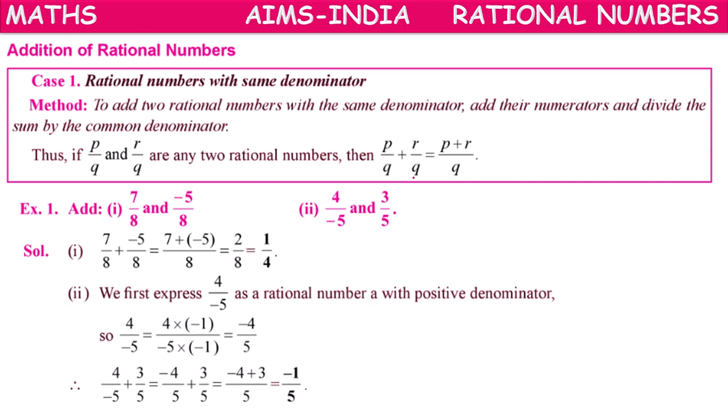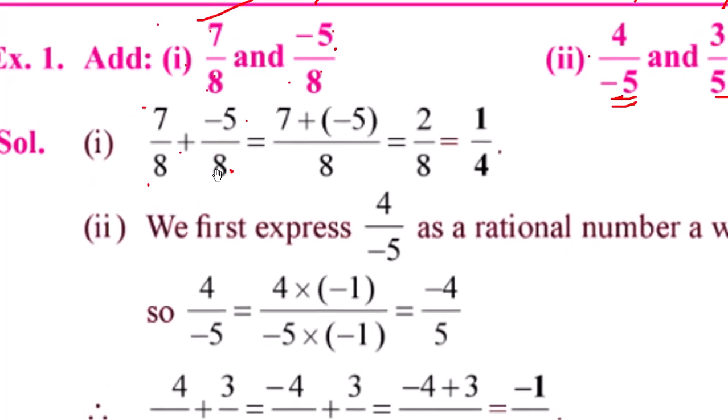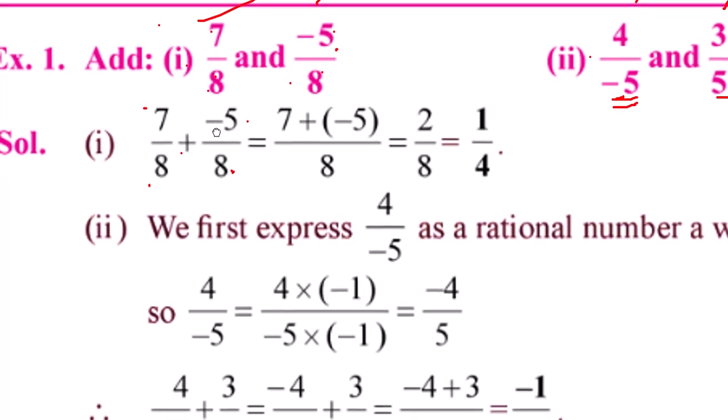So according to this method, add these two rational numbers. One is positive, one is negative. Add these two rational numbers. This is negative: in the denominator we have a negative sign. Okay, first one: 7 by 8 minus 5 by 8, that is 7 by 8 plus minus 5 by 8. So 7 plus of minus. Whenever we have two signs side by side, we have to make use of the bracket symbol.